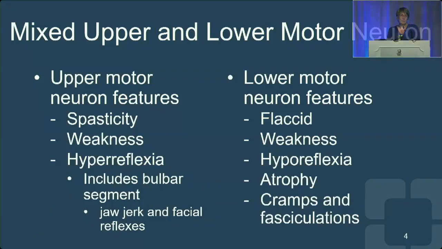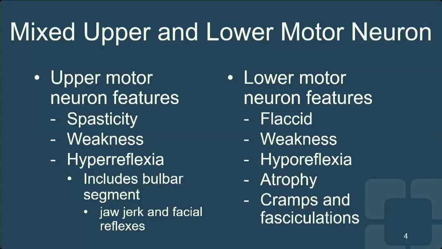And of course, there's the mix of upper and lower motor neuron, and that's the main thing that we're trying to tease out when we're doing an initial examination of these patients. The upper motor neuron and lower motor neuron will both have that feature of weakness, but it's going to look very different when you're checking the examination. Is it spastic for the upper motor neuron component? Is it flaccid for the lower motor neuron component? Are the reflexes up or down?